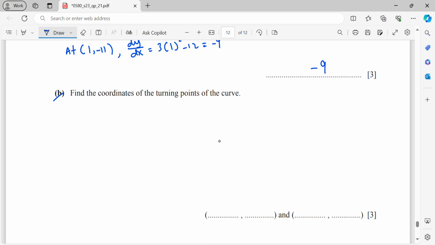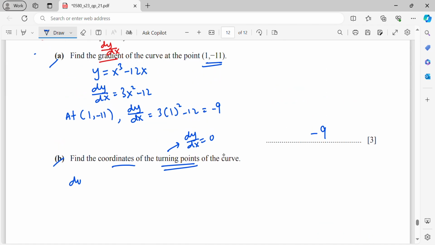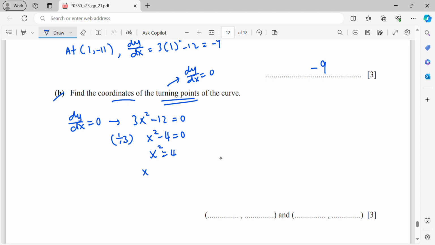For B, find the coordinates of the turning points. Turning points is basically dy dx equals 0. So now I will let my dy dx equal 0, which means 3x squared minus 12 equals 0. This whole equation can be divided by 3. That is x squared minus 4 equals 0, which means x squared equals 4. Therefore, your x is plus minus square root 4. Then I will be getting plus minus 2.